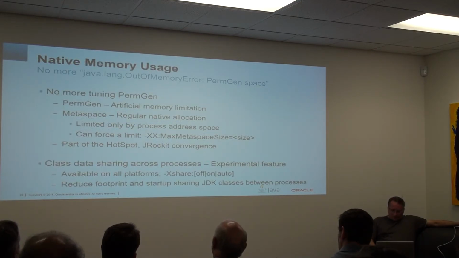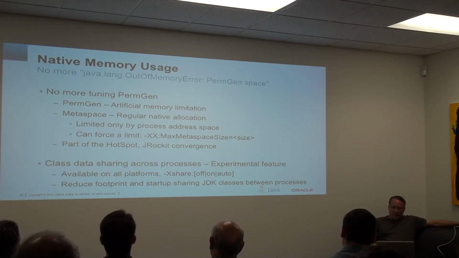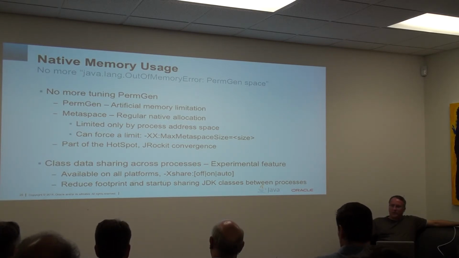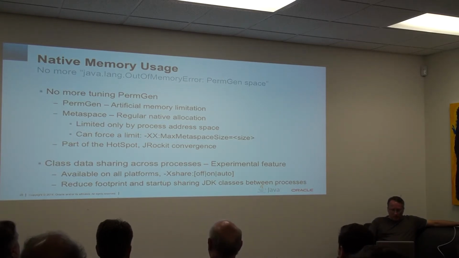There's no more perm gen in JDK 8. There is a flag, though. Basically, it's all dynamically allocated, right? And so what it will do is offer you a chance to set a maximum size still. But by default, there is no limit, and it'll just work. No more tuning for that.